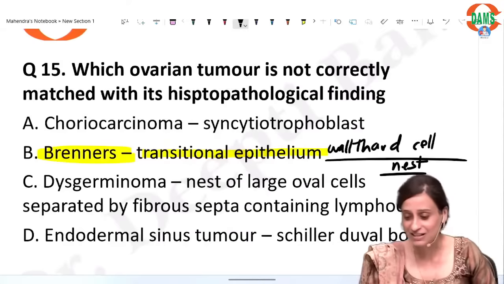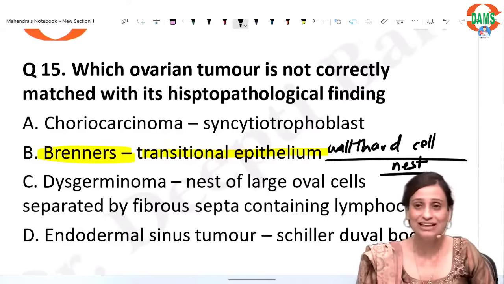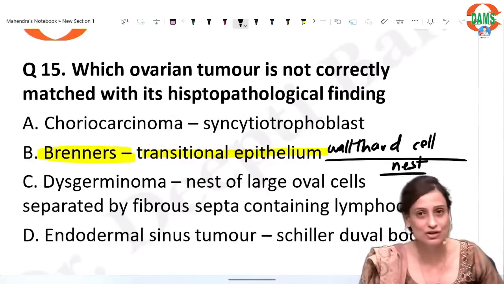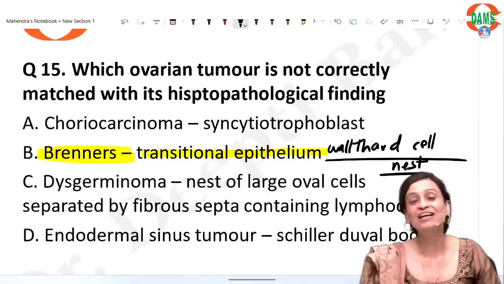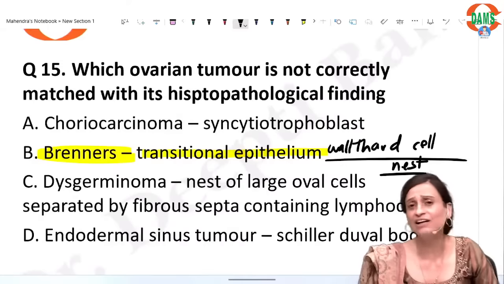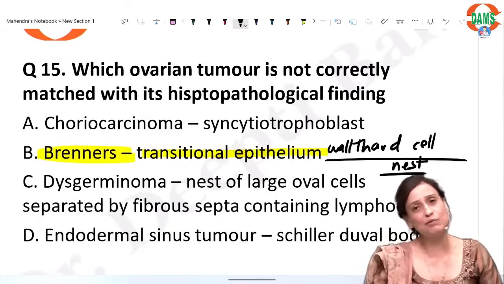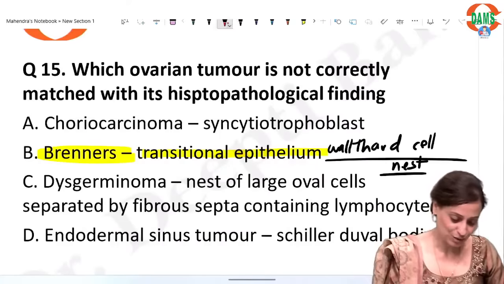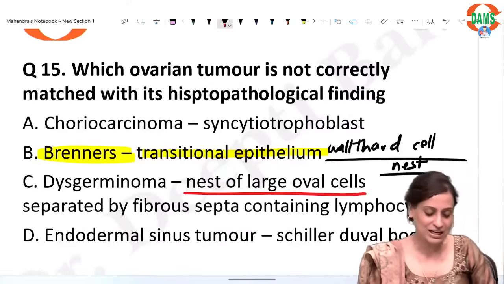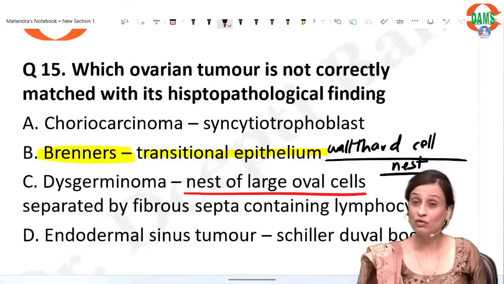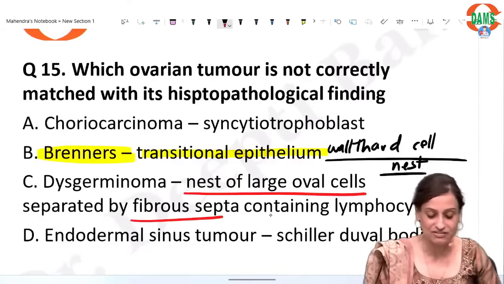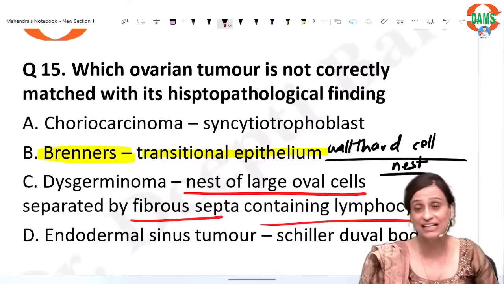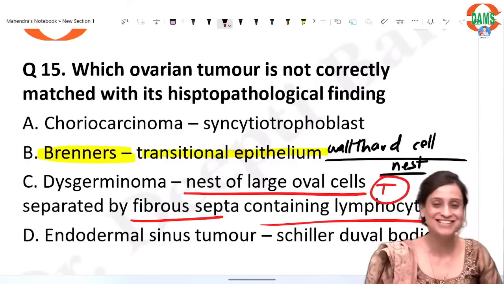All right. Yes, Samir. Absolutely, yes. OCPs also increase the risk of venous thromboembolism. That is why VTE, stroke or CAD, they are contraindications of any type of estrogen. Okay. Then moving on to the next one. Dysgerminoma, do you see nest of large oval or round cells separated by fibrous septa containing lymphocytes? Yes, you have to know this. Okay.